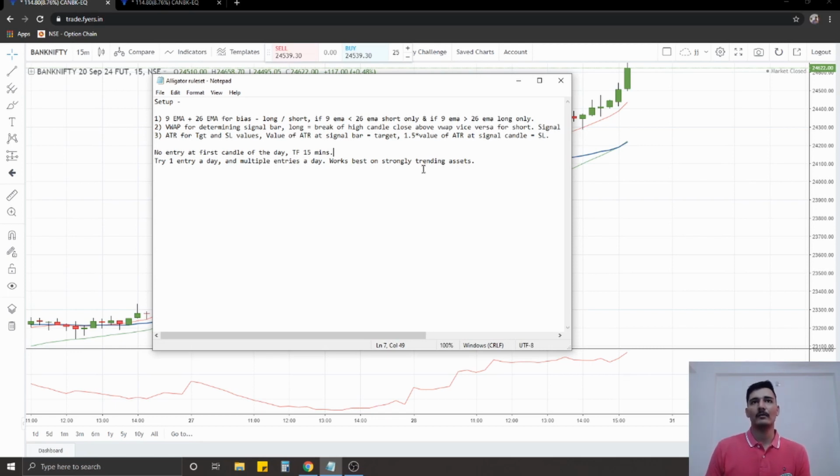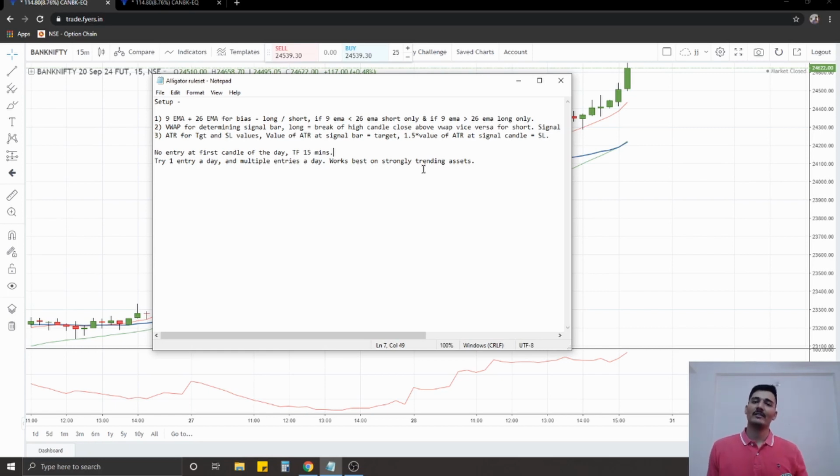Now within this setup, we are going to be using three indicators. As I always say, every indicator on your chart needs to be attending to an issue. There needs to be some question that it's answering from your chart. Don't just put an indicator because it looks good. So here we are going to be using a combination of moving averages, VWAP, as well as the ATR.